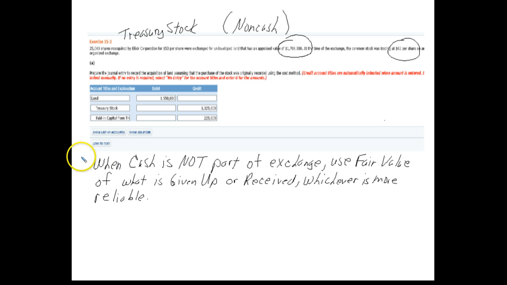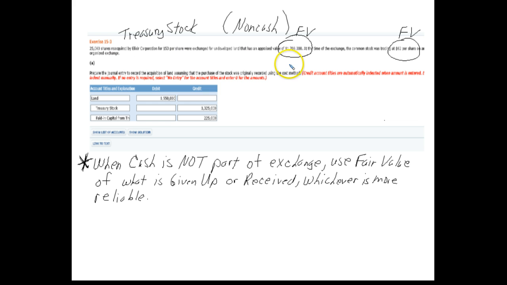So let's go back. We have seen these non-cash transactions several times. So here's our rule. When cash is not part of the exchange, we use the fair value of either what is given up or received, whichever is more reliable. Well, we have two fair values here. We have a fair value of the land, which is an appraised value, and we also have a fair value of the stock, which is on an organized stock exchange. So which one's more reliable?